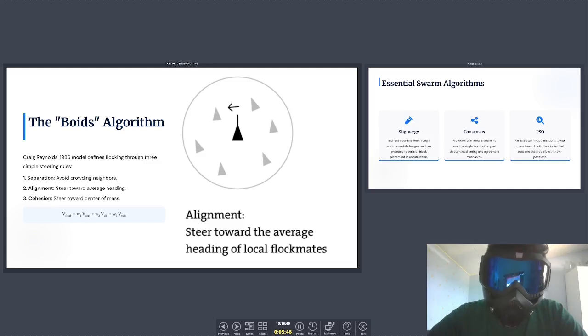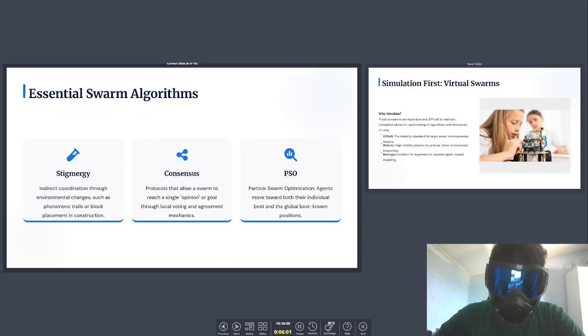Here's an example of alignment, which allows you to steer a single agent towards its local flockmates, the average of the local flockmates, the centroid of the local mass.